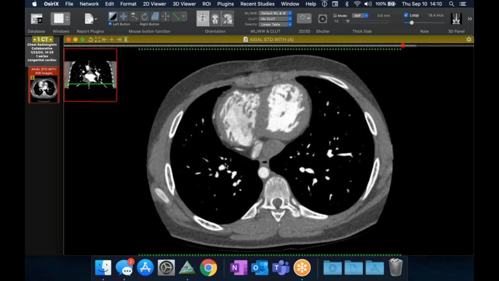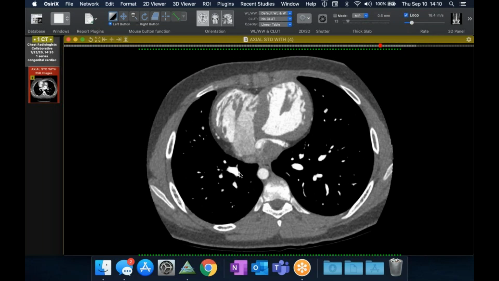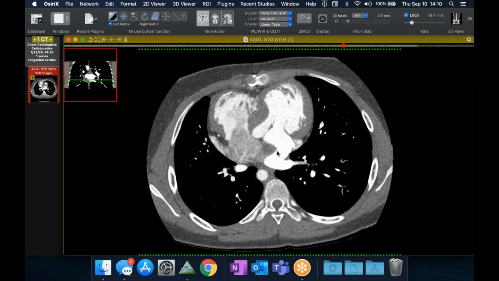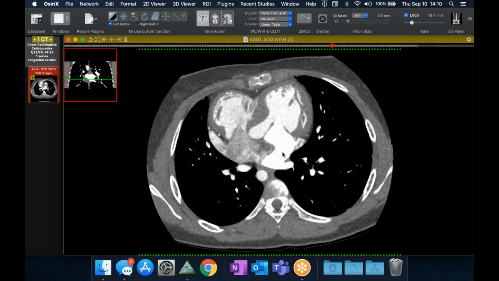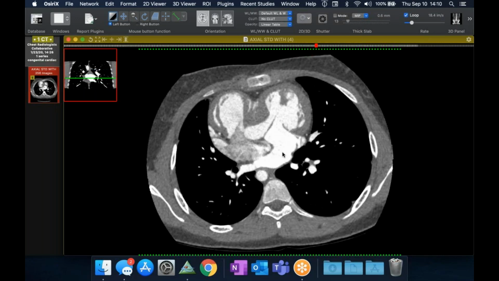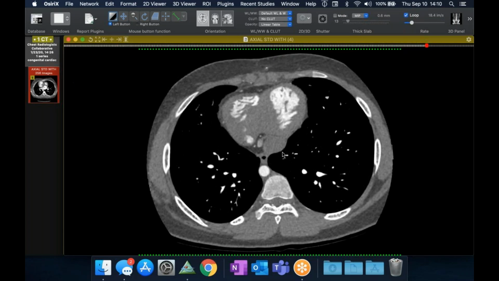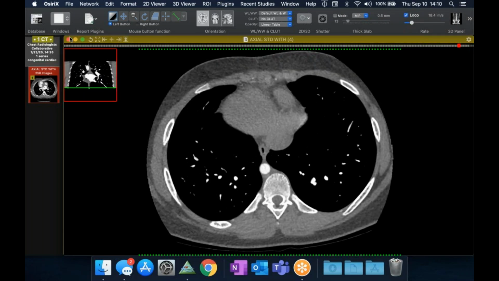It's kind of thick and all that, and there's some nice smoke artifact coming in there, and then we see a little bit of compression of this vein here, but it seems to get in there okay. So, a repaired congenital heart disease case.